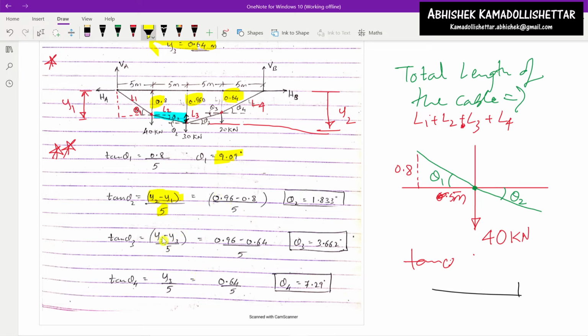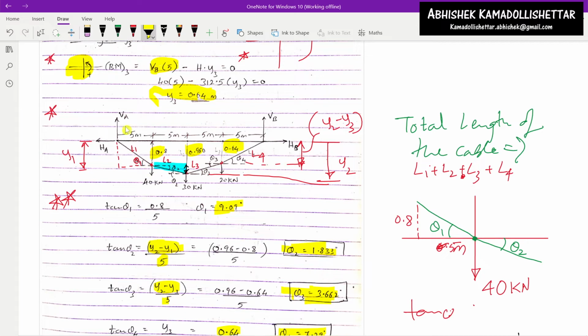Similarly, theta 2 is 1.833 degrees. Similarly, if you want to calculate theta 3, again you have to take y2 and deduct y3. Y3 is only this much till here. So if you want this, then it is y2 minus y3. That is what is done here. Again you calculate theta. Tan theta 4 will be easy as it is directly given, the value 0.64 is directly available, divided by 5, which is 7.29 degrees. So theta 3 is 3.662 degrees, theta 4 is 7.29 degrees.